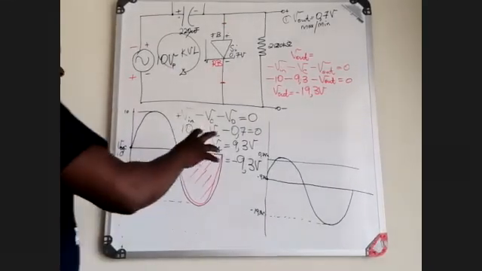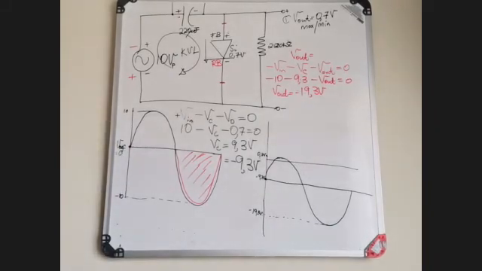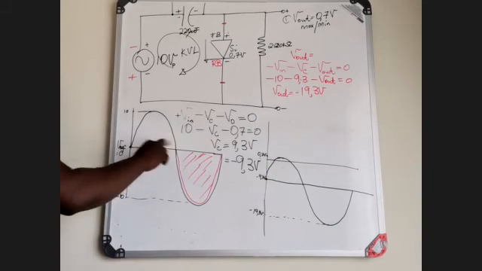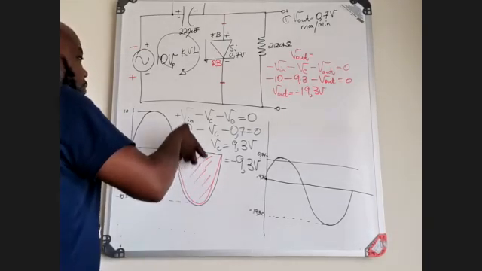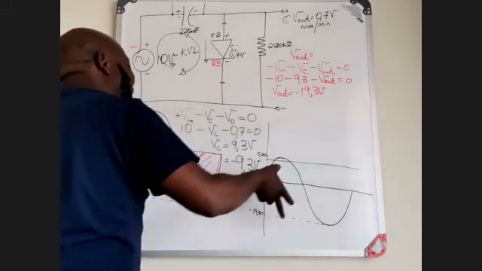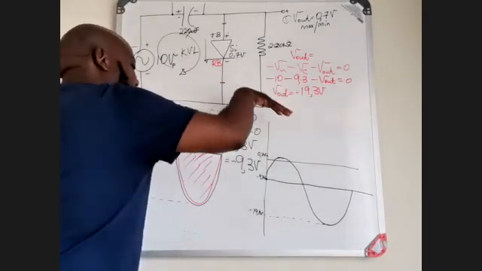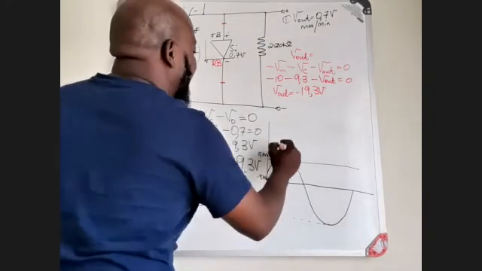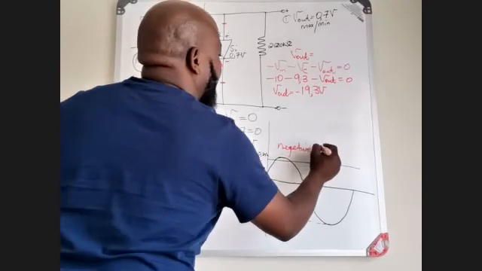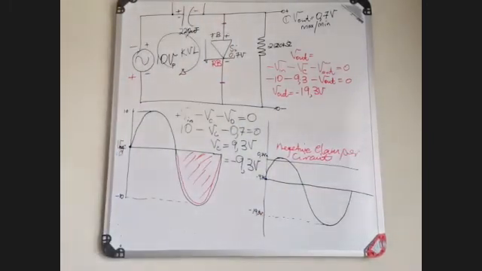You will see that your shape didn't change, only the position of this has changed. It has either moved up or moved down. Looking at the magnitude of this, automatically you will see that it has moved downwards. If it has moved downwards, then it becomes a negative clamper circuit. So when you define this, you'll say that is a negative clamper circuit.